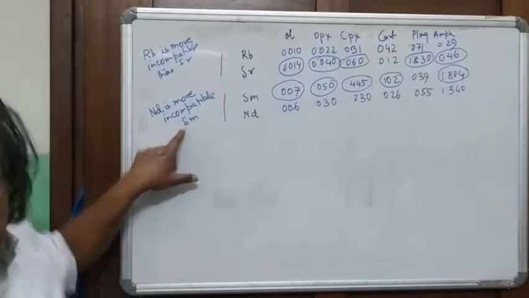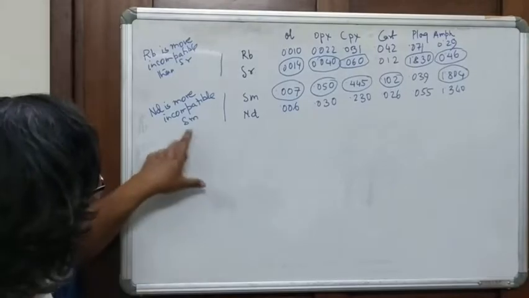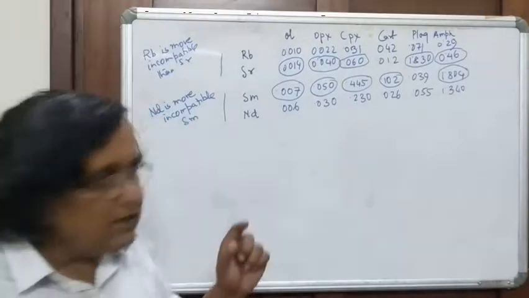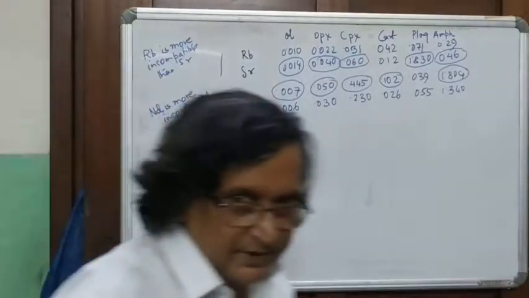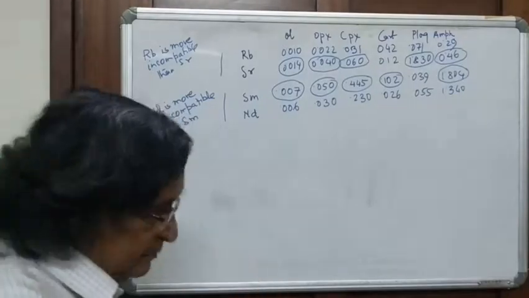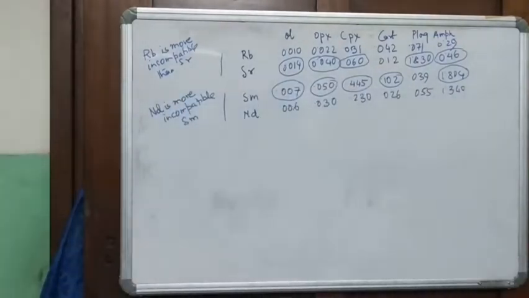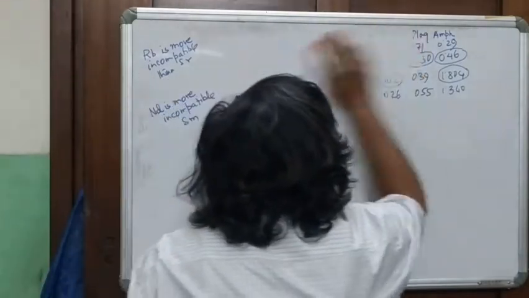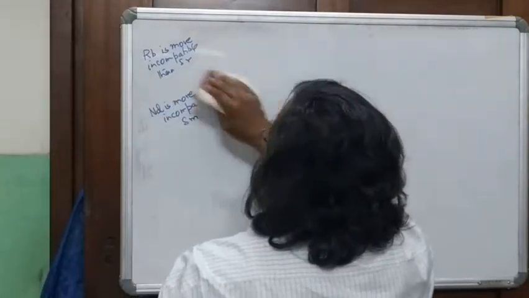So here, the more compatible element is the parent. And in the rubidium-strontium system, the parent is the more incompatible element. Right? With this information, I will erase this, but leave this important information here.